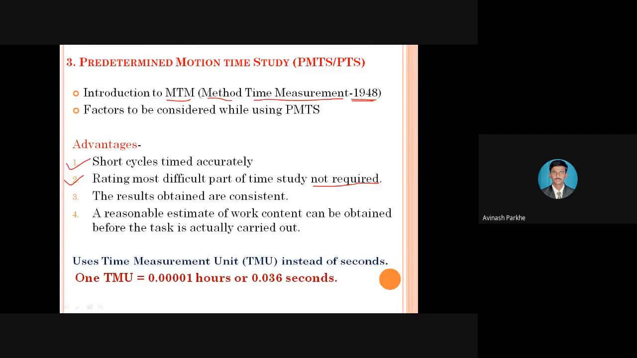Whenever I have to give the ratings, at that time this PMTS also plays a very important role. Then the third advantage is that the results obtained are consistent. This is very important. Whatever results you get from this particular PMTS, the obtained results are all consistent results.